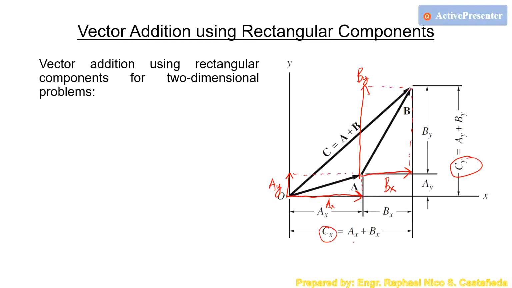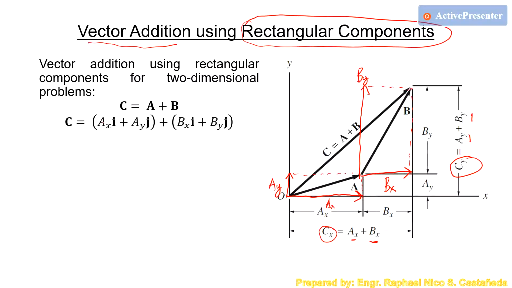So for CX, we have the summation of all the x components, which is AX plus BX, and for CY, the vector sum of the y components, which is CY, is AY plus BY, using the figure. So that's how we perform vector addition using rectangular components of the vectors. If we use the vector notation, as you can see, we have here the vector notation of A and vector notation of B. If we rearrange the equation, we will get AX plus BX for the x component of C, and AY plus BY for the y component of vector C.